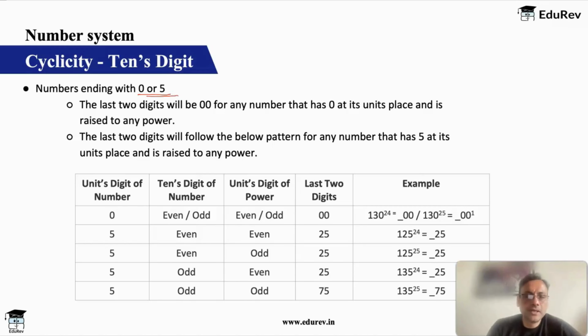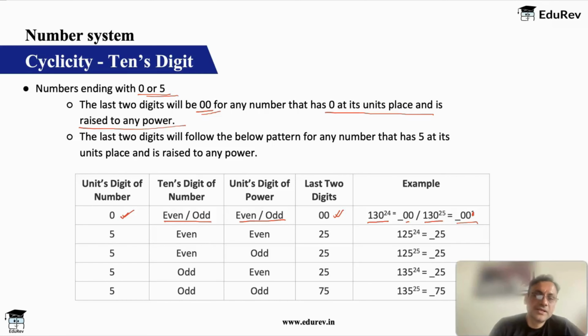0 is very simple. The last two digits will be 0, 0 for any number that has 0 at its units place and is raised to any power. So if the units digit is 0, it does not matter what the tens digit of the number is. It does not matter what the power is. It will always be 0, 0. So 0 is a very simple, clear-cut case. For example, if you have 130 raised to the power 24, it will end with 0, 0. If you have 130 raised to the power 25, then also it will be 0, 0. So 0 is the simplest case.